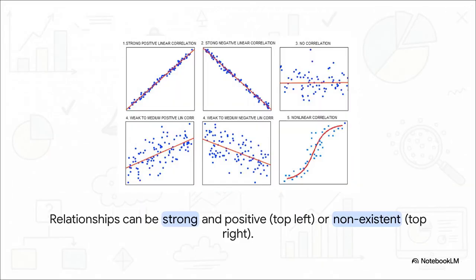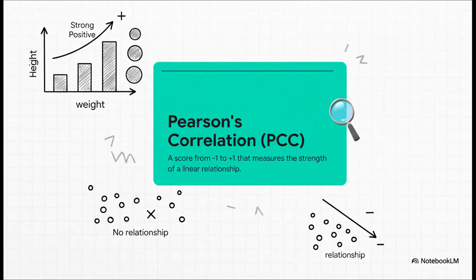But not all variables are connected. On the left, we see a strong positive relationship, just like our height and weight example. But on the right, the points just form a random cloud. Knowing one variable tells you nothing about the other. That's a classic case of zero correlation. To actually put a number on this relationship, we use a score called the Pearson's correlation coefficient. It's just a simple value from -1 to +1. That height-weight plot would score close to +1, a strong positive link. The random cloud, that would score near 0, meaning no relationship at all.